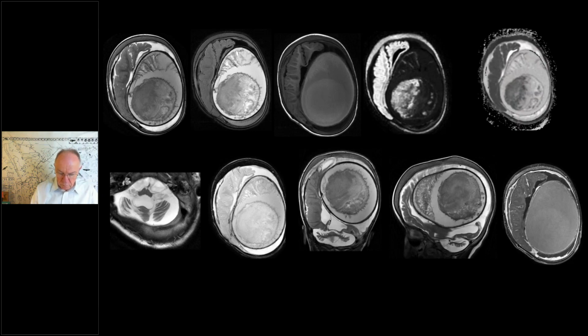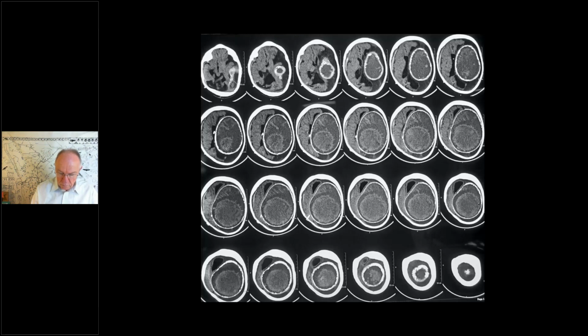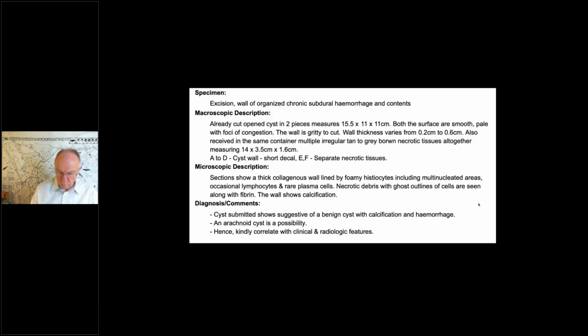So what did the surgeons do, have they removed this or drained it? What have they done? Dr. Lokesh? Craniotomy and excision, evacuation of the subdural hematoma.